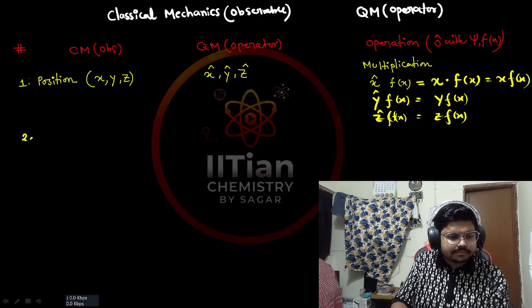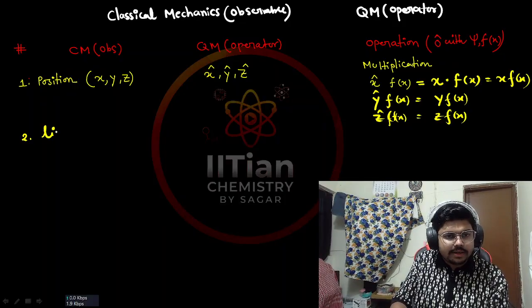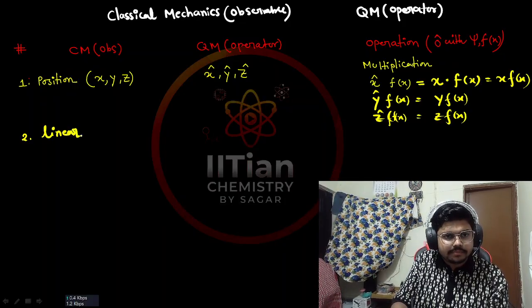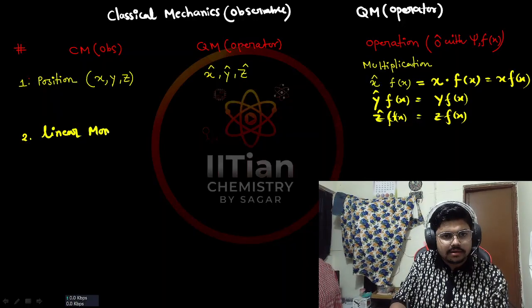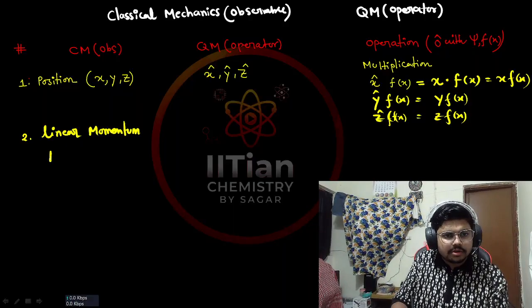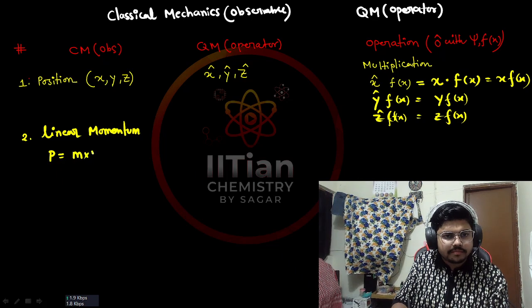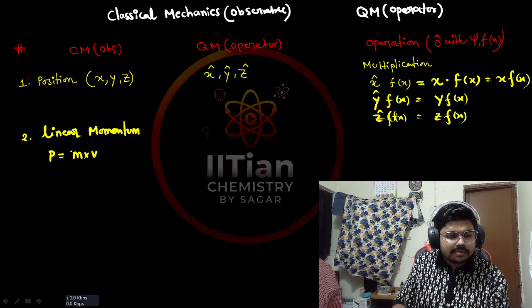Second, linear momentum. Momentum means mass into velocity. So in classical mechanics, what is the formula? p equal to m into v. This is the formula of linear momentum.